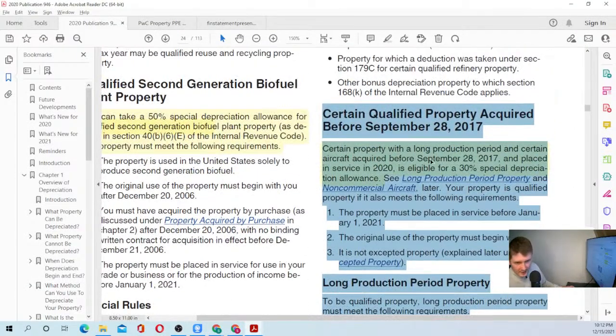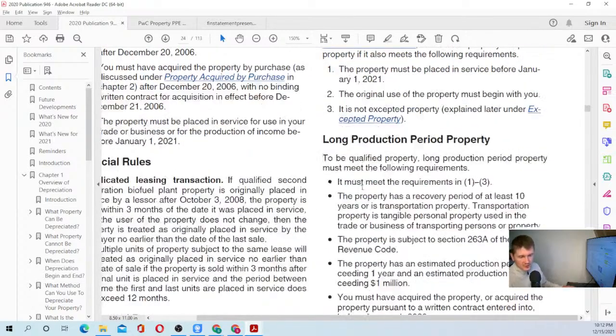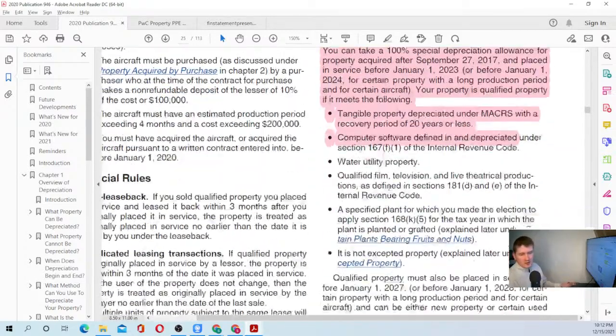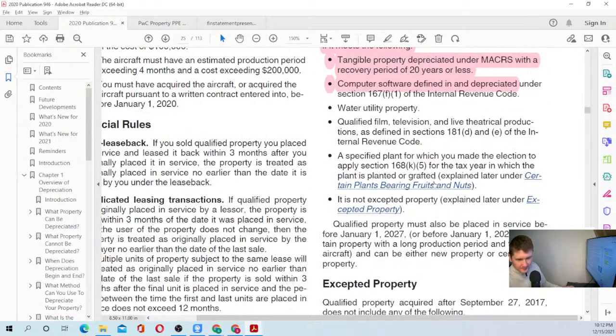Okay, does it say how much? So this one, the old stuff, is 30% special depreciation allowance, just 30%. But what is under Trump tax reform? It's 100% bonus depreciation.